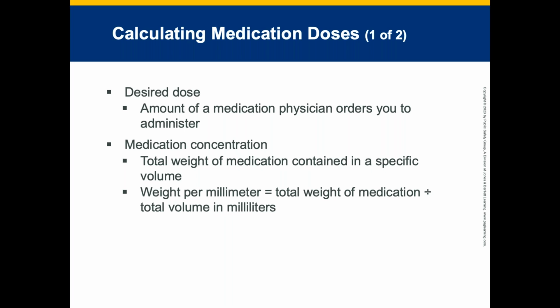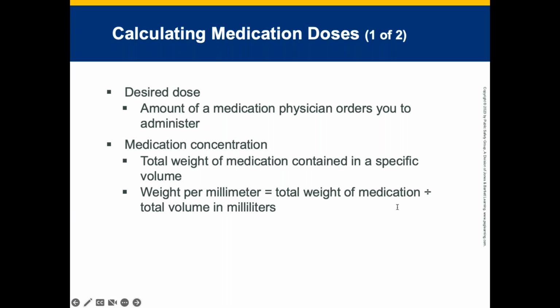The desired dose is the amount of medication the physician orders you to administer to a patient. This may be expressed as a standard dose or a specific number of grams or milligrams per kilogram of body weight. The medication concentration is the total amount of medication contained in a specific volume. So note that the medications are contained in different volumes of solution. This is your volume at hand.